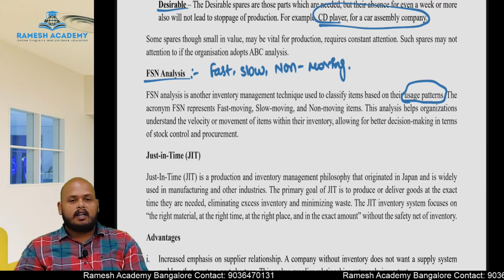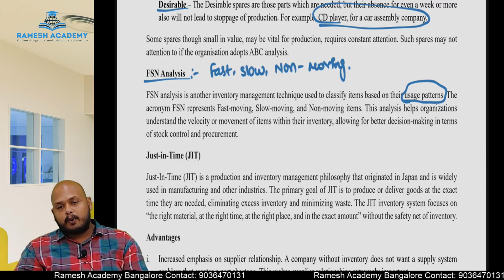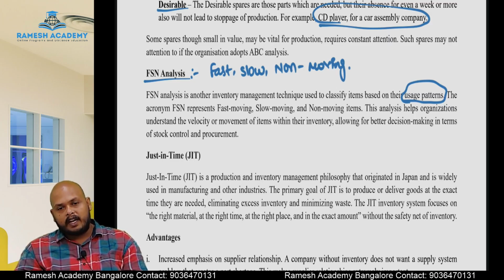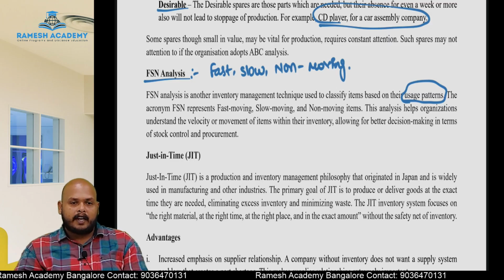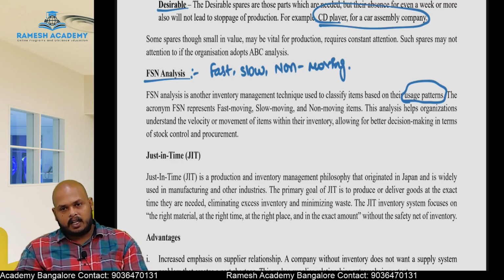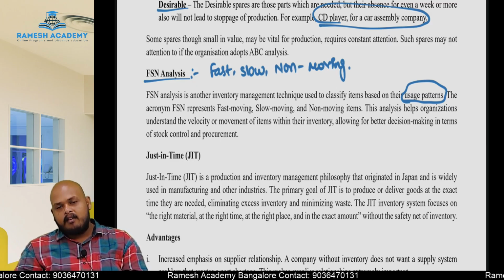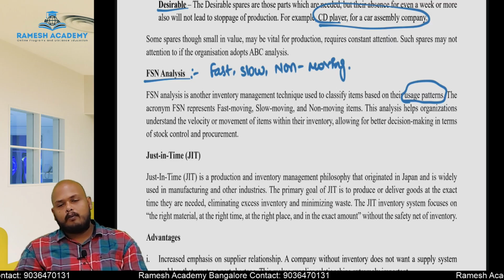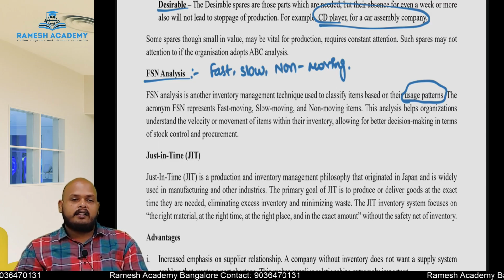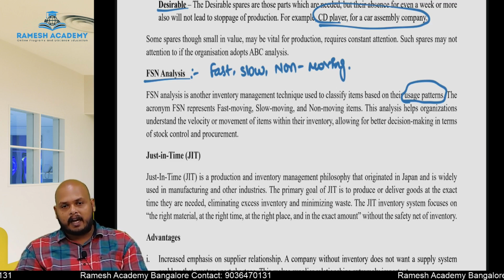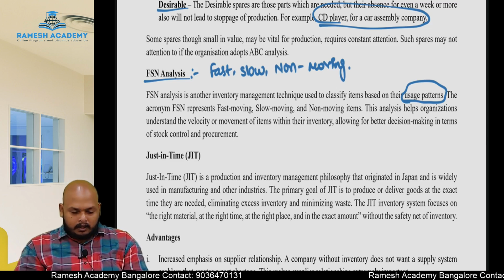In any business organization, they want to dispose of these non-moving items as soon as possible. They want to replace these non-moving items with fresh stock. This analysis we will call FSN analysis: fast moving, slow moving, non-moving analysis. This analysis is prepared on the basis of the usage pattern of a product. Next.